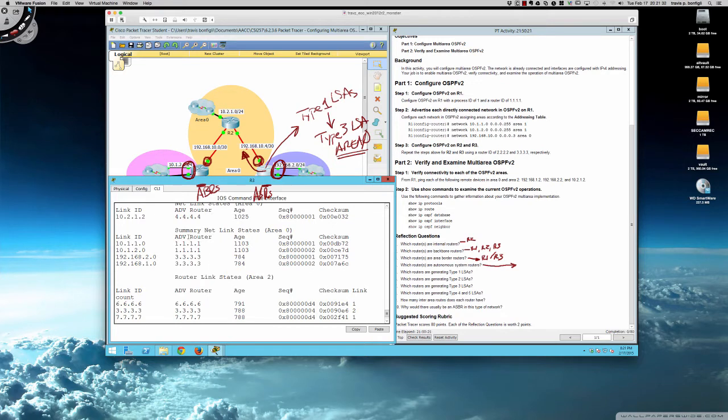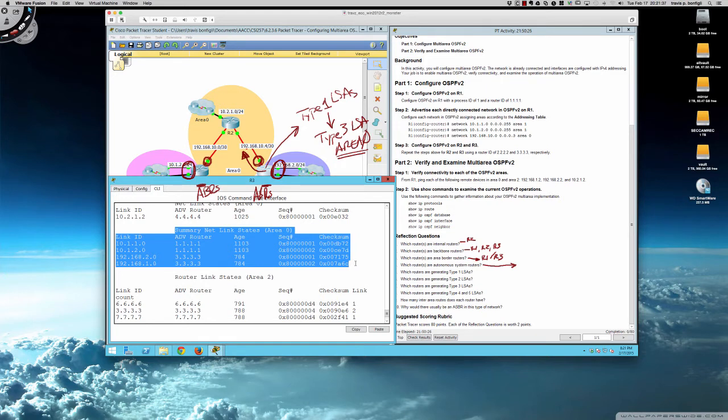So now let's take a look at our type 3 LSA. So here are the type 3 LSAs, and let's remember that when we say summary network link state, that does not mean summarization in the context of route summarization. So I'm not taking 4 or 6 or 10 IPv4 routes and then trying to come up with a summary route. That is not what this summary means in this context. What it means here is that this is a summary of the information from another area.